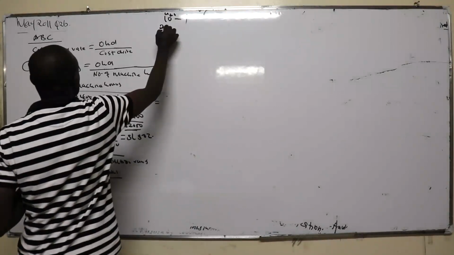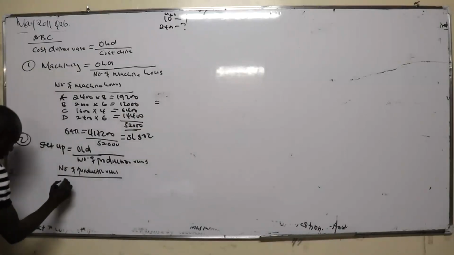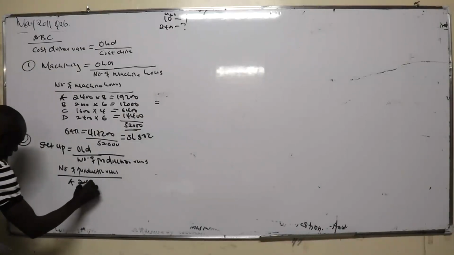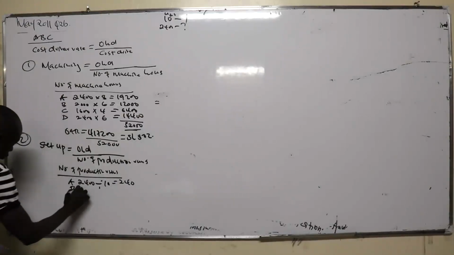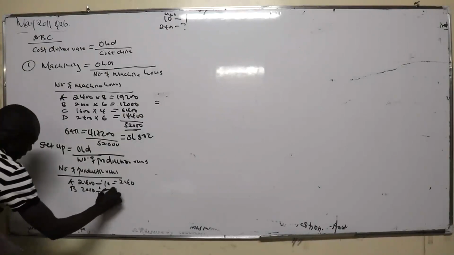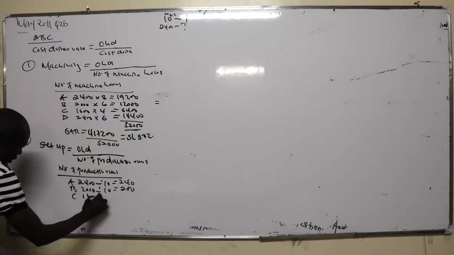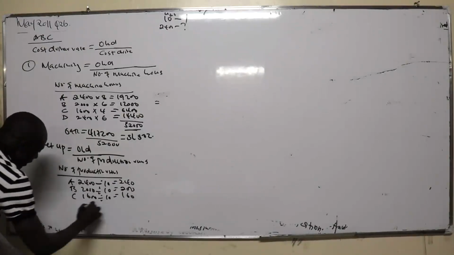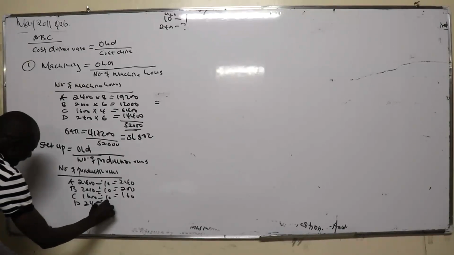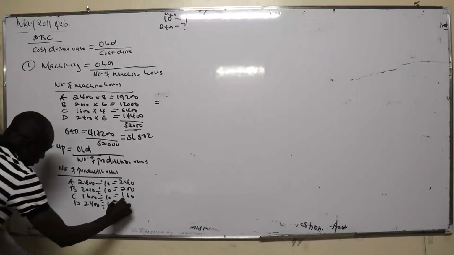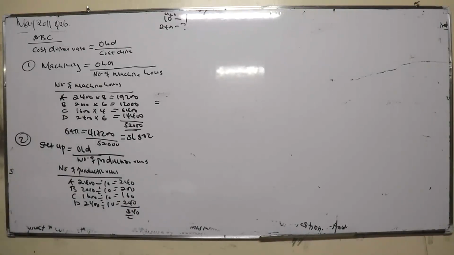What if you're producing 2,400 units? How many runs would that be? We divide. A is 2,400, divided by 10, is 240. The second one is 2,000, divided by 10, is 200. The next is 1,600, divided by 10, is 160. And lastly, D is 2,400, divided by 10, which is 240. So the total is 840. That is the number of runs.